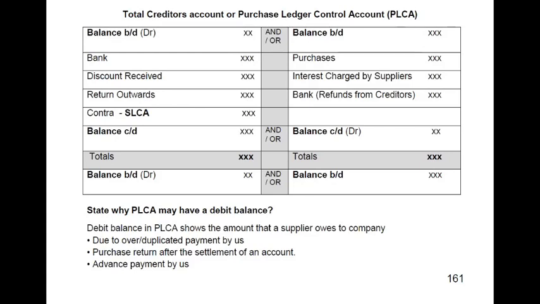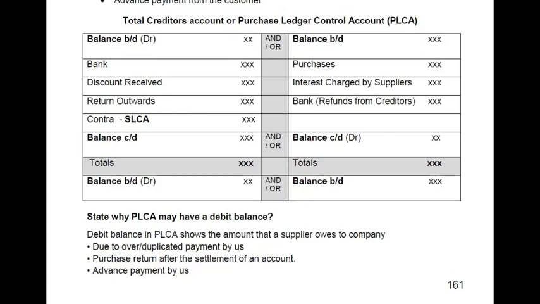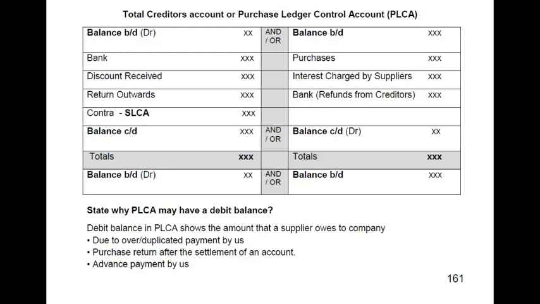Now, as you are already aware, PLCA is a creditor account, and creditors are our liability, which are represented by a credit balance. The balance BD will come on credit side. If the balance BD comes on credit, the balance CD will come on the opposite side, that is debit side. Now in PLCA, there can also be minority balances that are abnormal balances. So why are there abnormal balances? Because there may be some suppliers whom we have paid an amount in excess of what we owe to them.